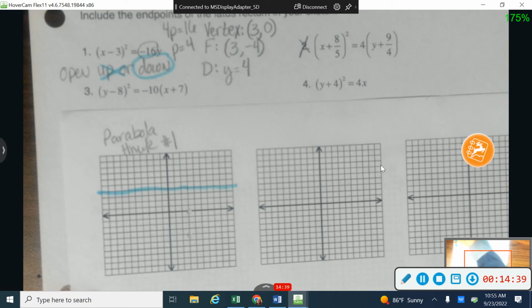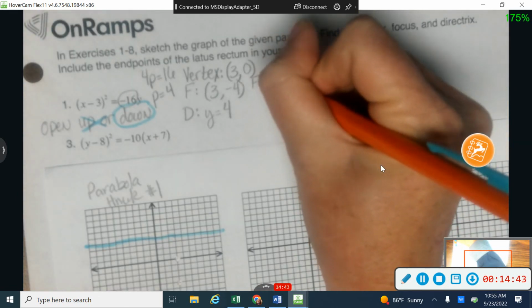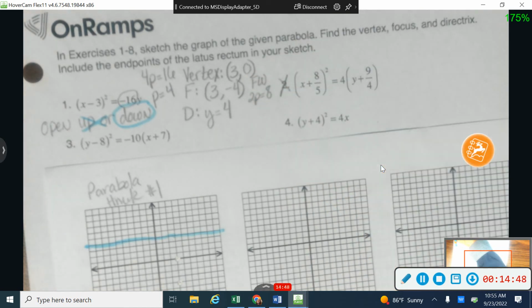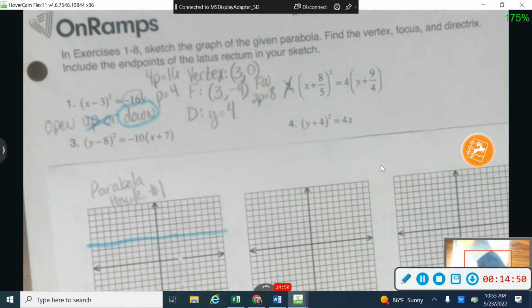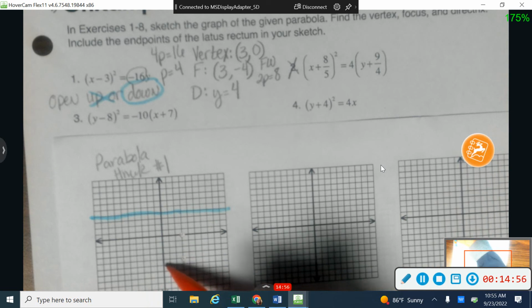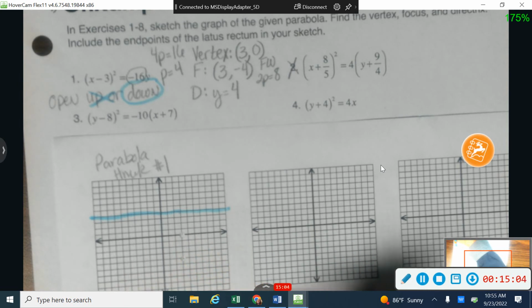Okay, now the last thing I need is the focal width. The focal width, again, is 2p, which in this case, p was 4. So my focal width is going to be 8. Now what the focal width is doing is telling me how wide to make my parabola. So I could have a little bitty skinny parabola right here. I could have a super wide parabola over here. I need to know how wide to make it.